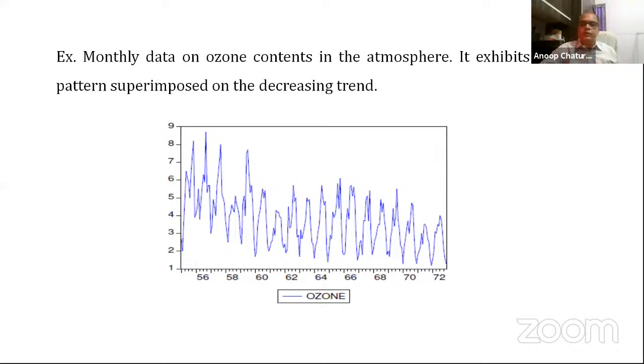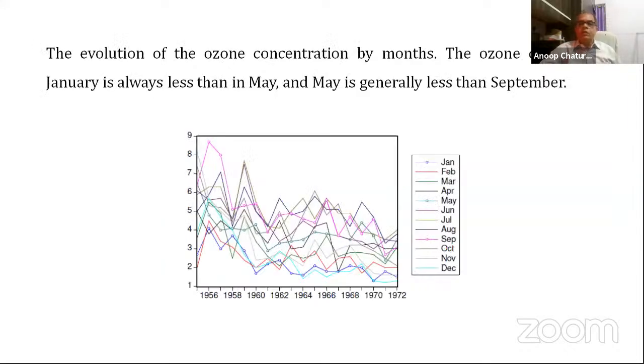Now you observe this graph. This is the monthly data on ozone contents in the atmosphere. So the data has a slightly decreasing trend as well as seasonality. To make the picture more clear, you may plot the graph for different months. So this is the graph for different months.